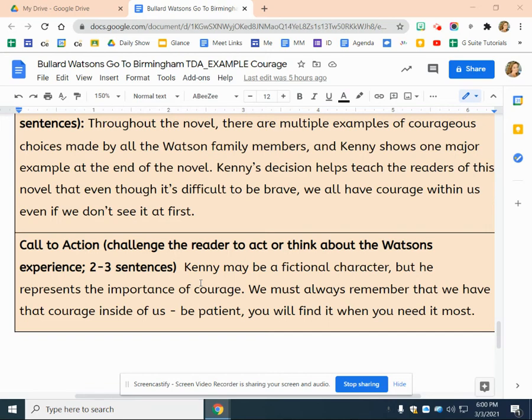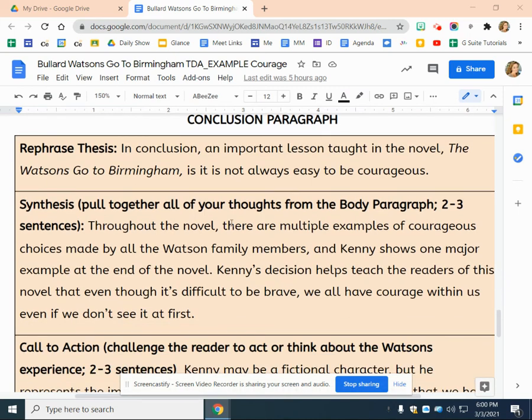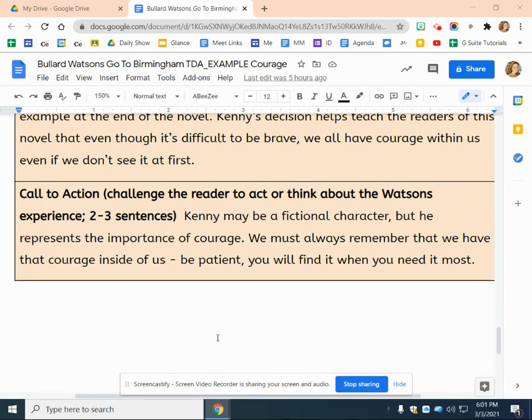All right, let's recap what you've done today. You've rephrased your thesis, and you began with the in conclusion transition phrase. Then you synthesized or summarized the ideas in your body paragraph. And then the third part is you wrote a call to action where you're asking the reader to think about the topic and think about themselves in terms of the topic.